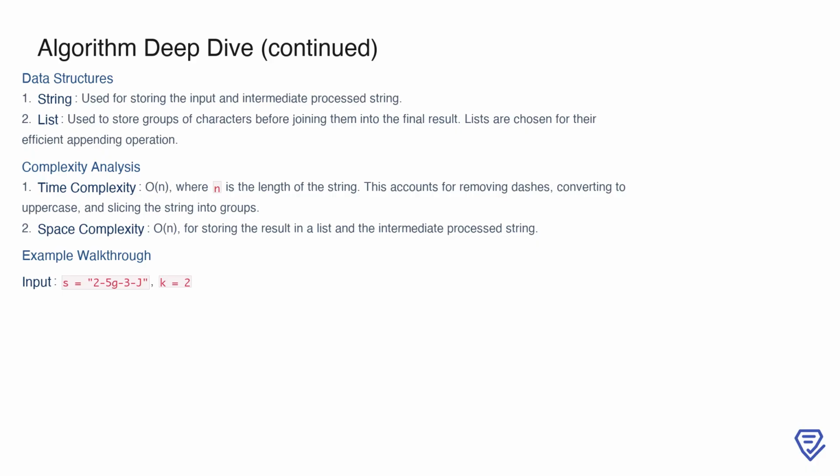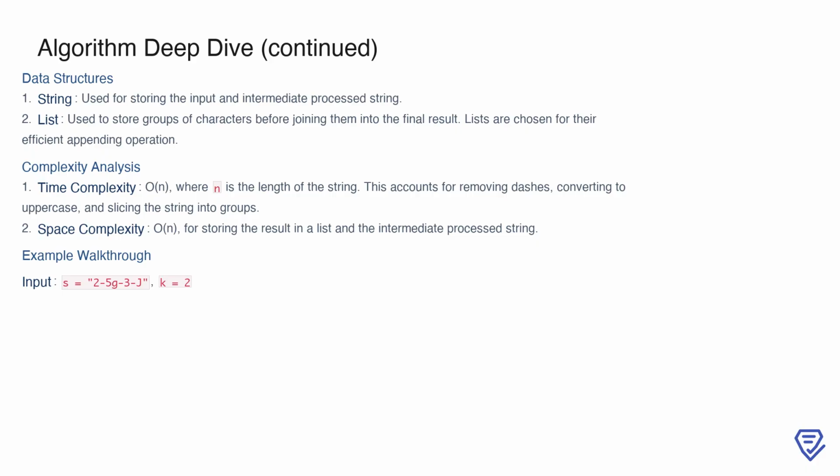Now, let's analyze the complexity of this algorithm. The time complexity is O(n), where n is the length of the string. This accounts for the operations of removing dashes, converting to uppercase, and slicing the string into groups. Each of these operations processes the string in linear time. The space complexity is also O(n), because we need to store the processed string and the groups in a list before joining them. Together, these considerations make the algorithm both time and space efficient.